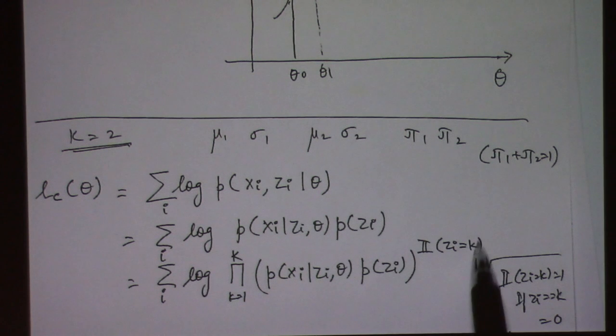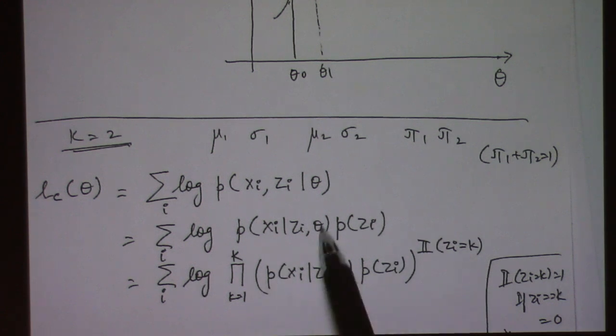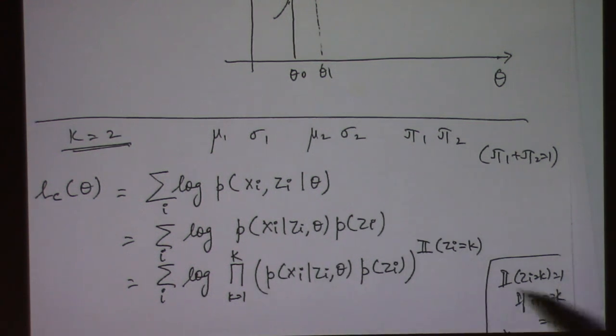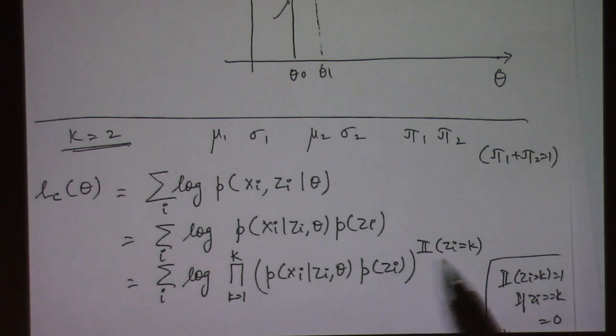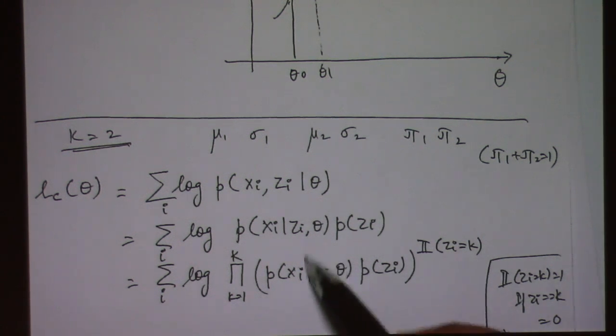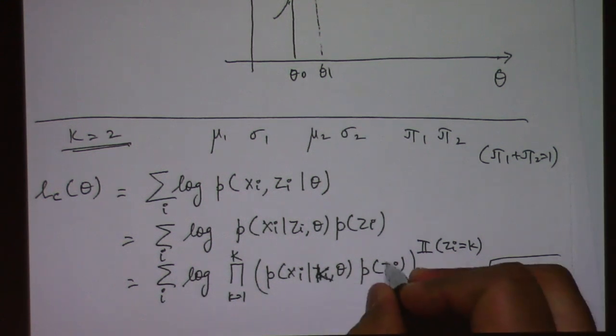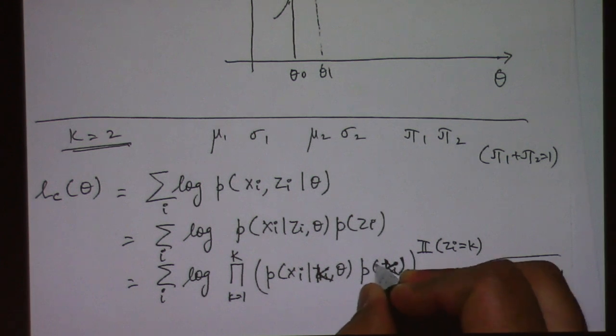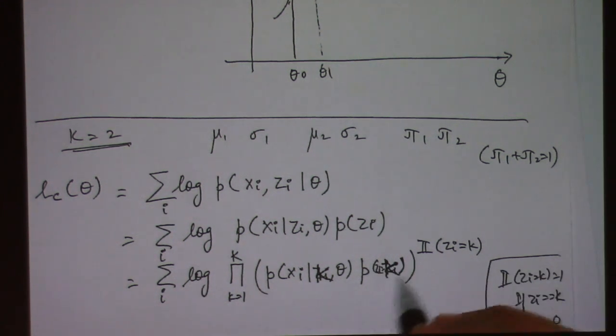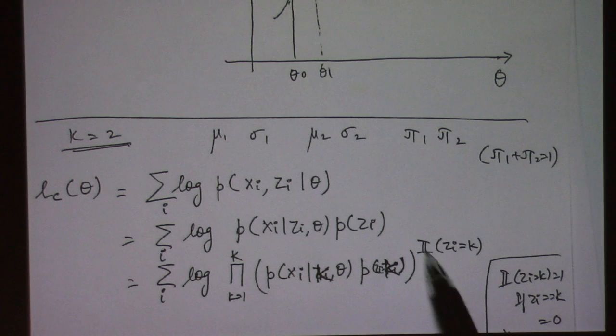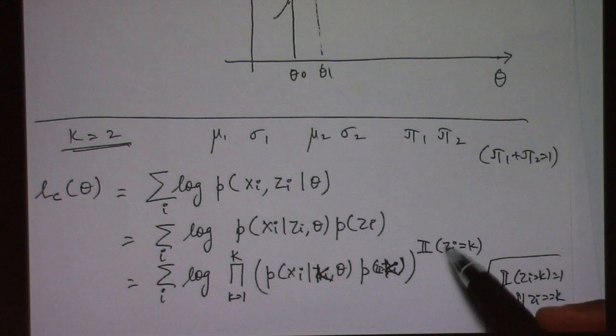For example, if zi was k, then the part raised to the power becomes 1, and this part will hold. And if zi is not equal to k, then it will be raised to power 0, which will be 1, so it won't matter. So you can convert that probability into a product of all these probabilities. This is going to be k. So what is the probability of the kth possibility, raised to this power?